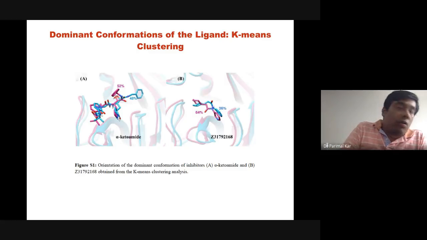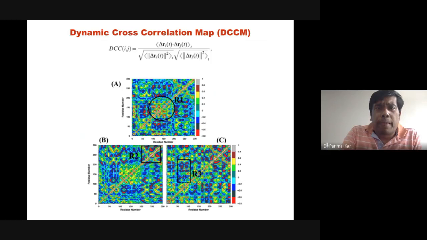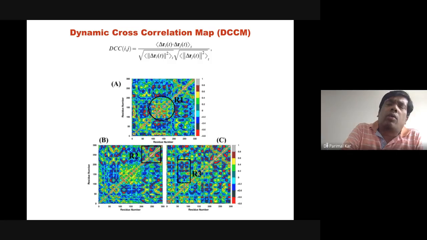Now to find the dominant conformations, you can also take another approach, a support vector machine approach, or what is called the K-means clustering approach. That will give you the dominant conformations for alpha-ketoamide, as you can see. Now, another interesting thing we want to look at is the dynamic cross-correlation map.